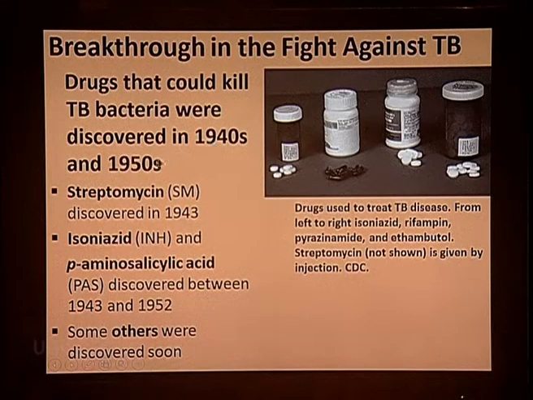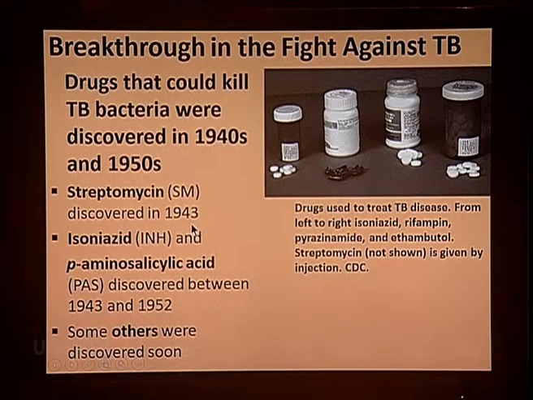So the major breakthrough, that is the discovery of drugs that could kill Mycobacterium tuberculosis and thereby stop the infection and the TB disease, came in the 1940s and 1950s. Here some drugs are shown: isoniazid, rifampin, pyrazinamide and ethambutol. Streptomycin was also there, but is not shown here. Streptomycin was the first anti-tuberculosis drug discovered, in 1943. And then, between 1943 and 1952, two other drugs were discovered, isoniazid and para-aminosalicylic acid. And in the following years, many other drugs were discovered.